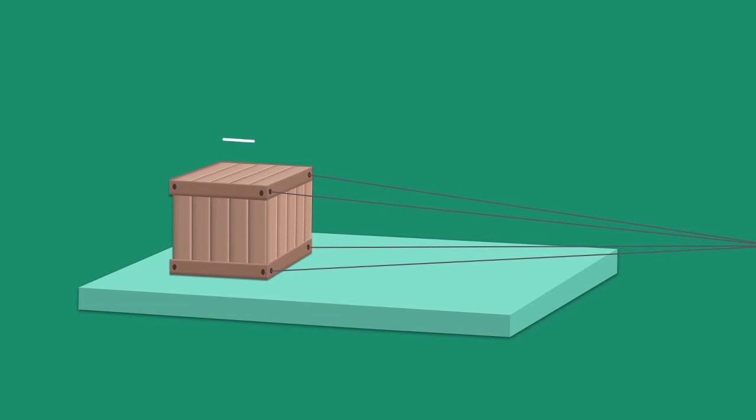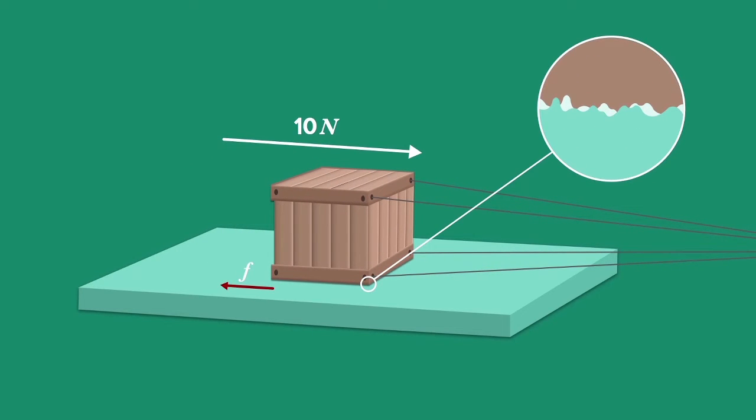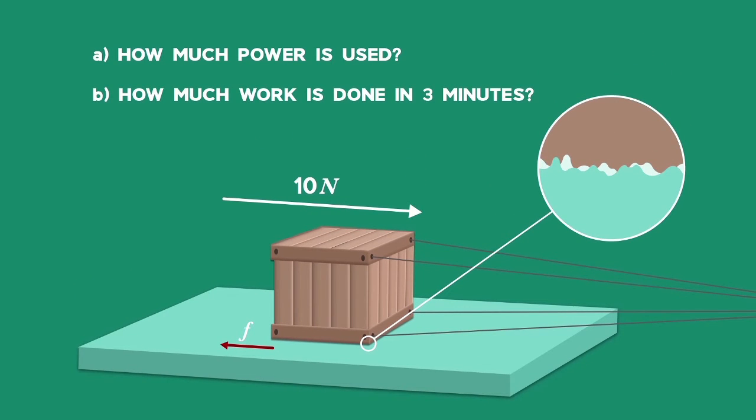Here's the next problem. A constant horizontal force of 10 newtons is needed to drag a box across a rough surface at a constant speed of 5 meters per second. Part A, how much power is used to do this? Part B, how much work is done in 3 minutes? Perhaps you'd like to pause the video while you solve this problem. Take your chance now.